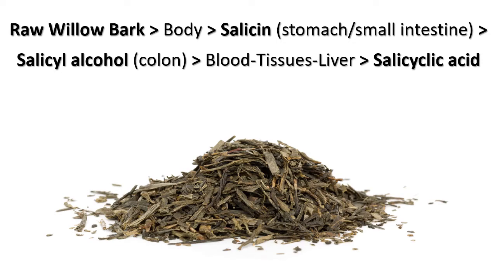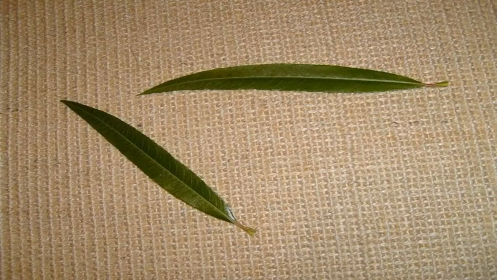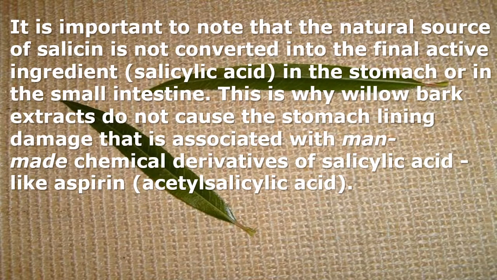salicylic acid. It is important to note that the natural source of salicin is not converted into the final active ingredient, that is salicylic acid, in the stomach or in the small intestine. This is why willow bark extracts do not cause the stomach lining damage that is associated with man-made chemical synthetic derivatives of salicylic acid, like aspirin, acetylsalicylic acid.